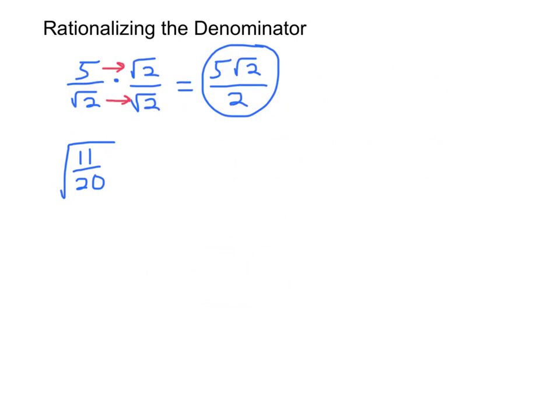Now let's say we had the square root of 11 over 20. Well, the first thing you'd want to do is break that up into the square root of 11 over the square root of 20. And there's a property that says the square root of a fraction equals the square root of the numerator divided by the square root of the denominator. And then we'd probably want to try to simplify square root of 20. So with square root of 20, 20 breaks into a 4 times a 5.